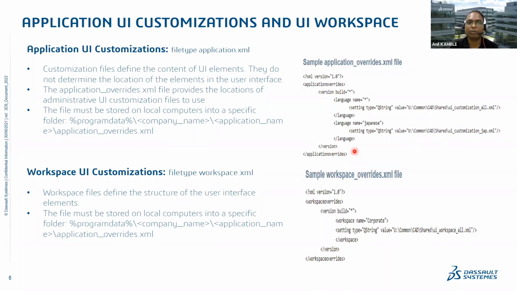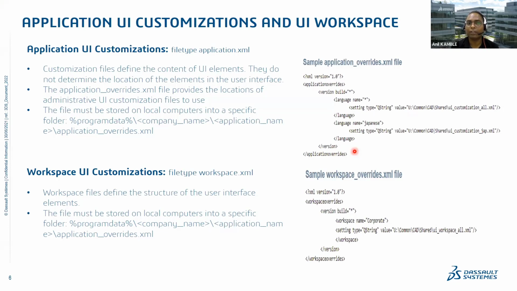The application UI customization file type is application.xml, and this file usually defines the content of the UI elements, like what all the tabs will be, what all the commands need to be in the application, what tabs you would like to include, the ribbons in the tab, and then you can set the panels.